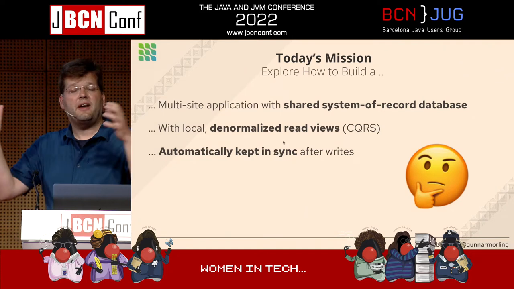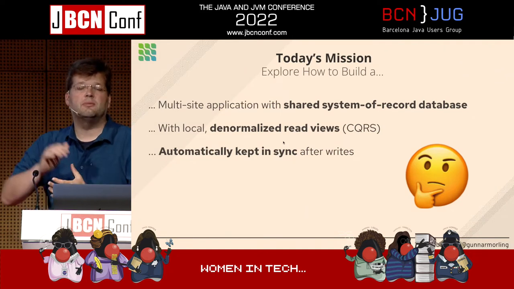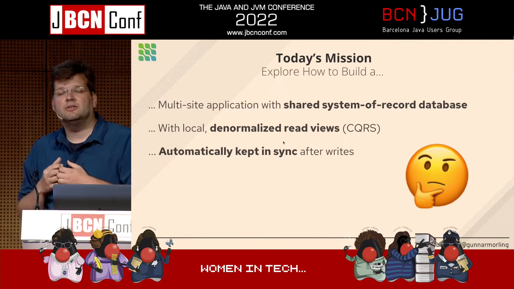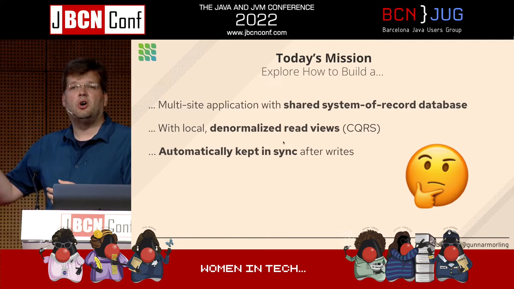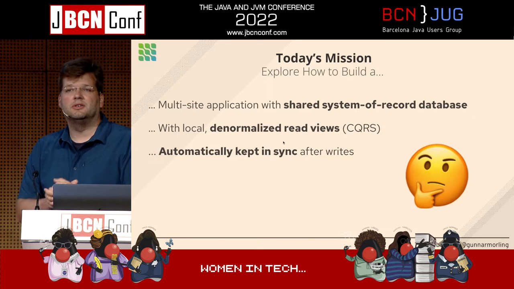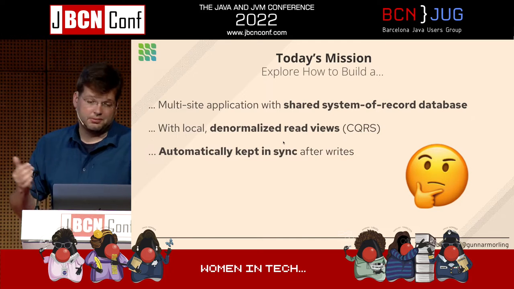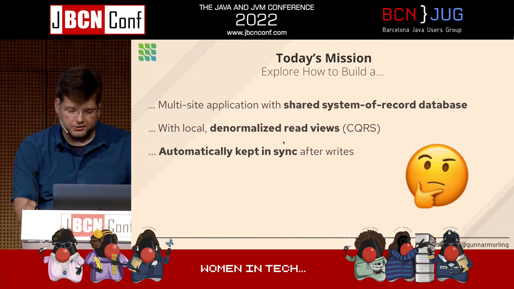And of course, now we have this single database, which is our system of record. Of course, we need to think about how we can propagate any changes to that system of record to those read views. And this, of course, should happen in an automated way. We don't want to think about it. We don't want it to be error-prone in particular. So that's the mission for today.